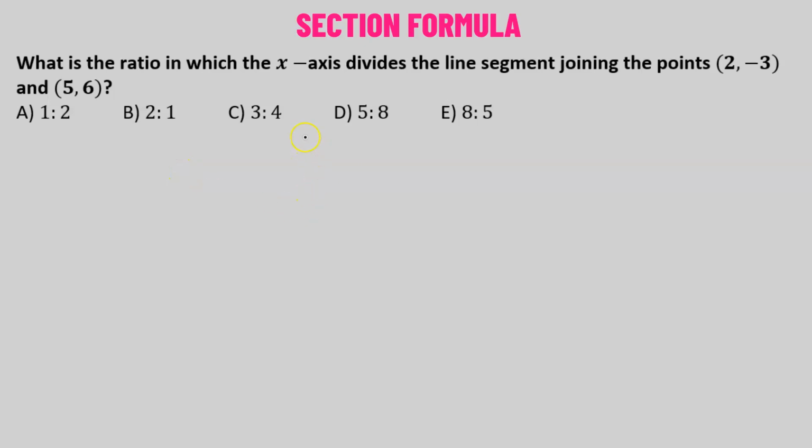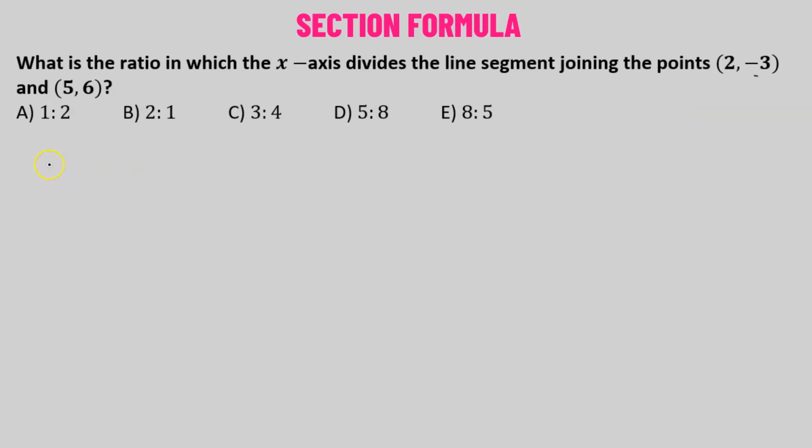So here we have to find out the ratio in which the x-axis divides the line segment joining the points (2, -3) and (5, 6). So clearly we can see here that (5, 6) is a point that's going to lie above the x-axis, and (2, -3) is going to lie below the x-axis here because the y-coordinate is negative.